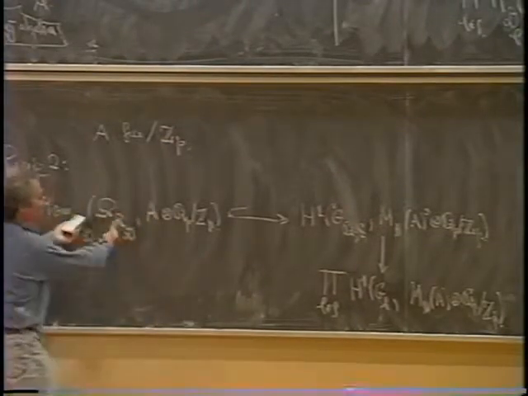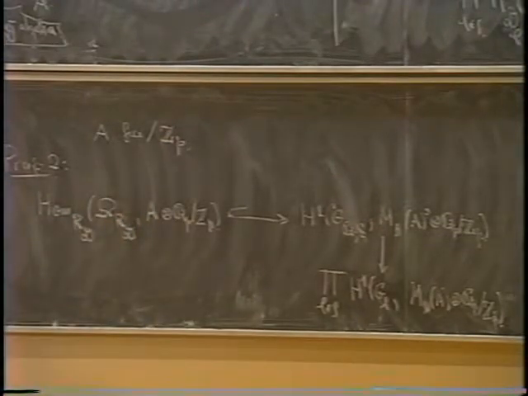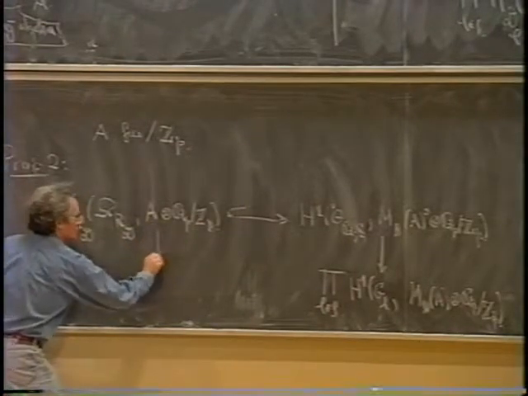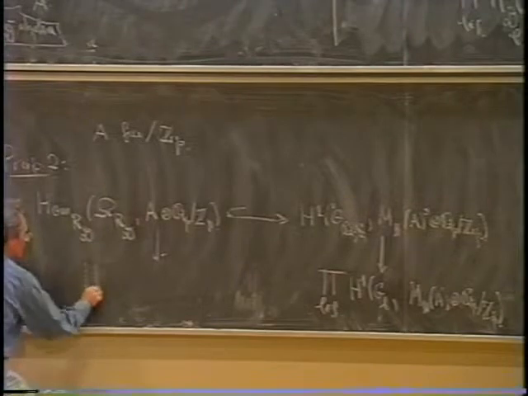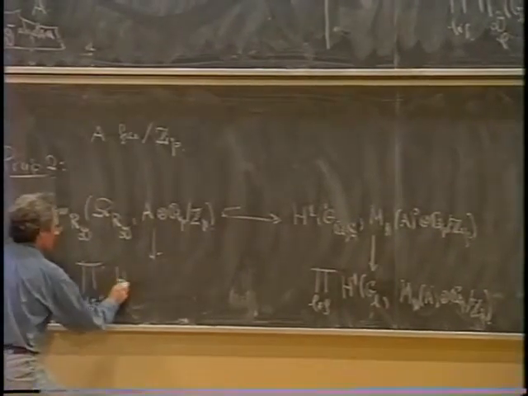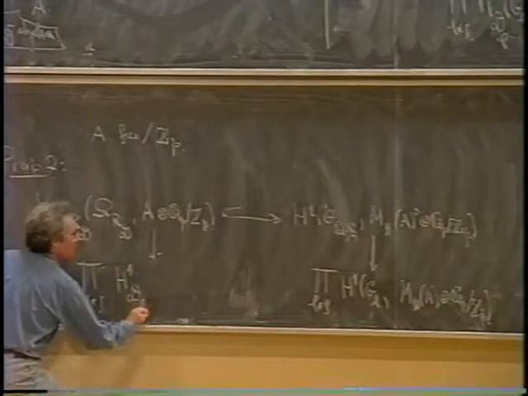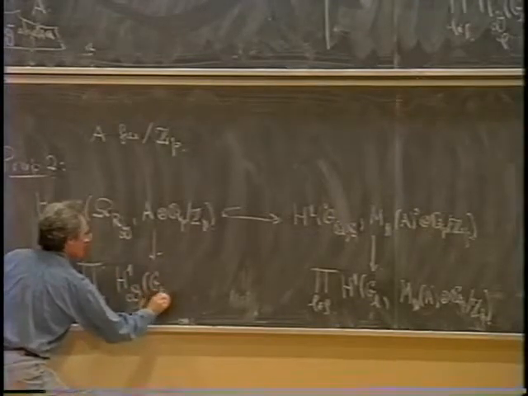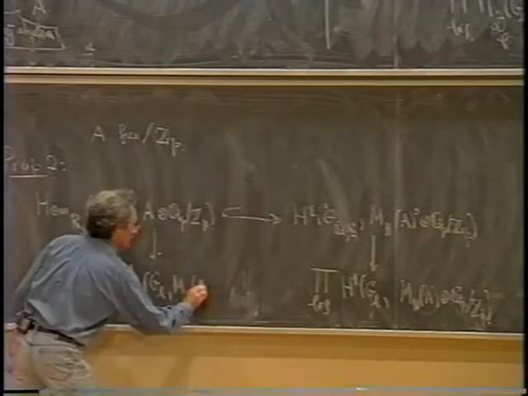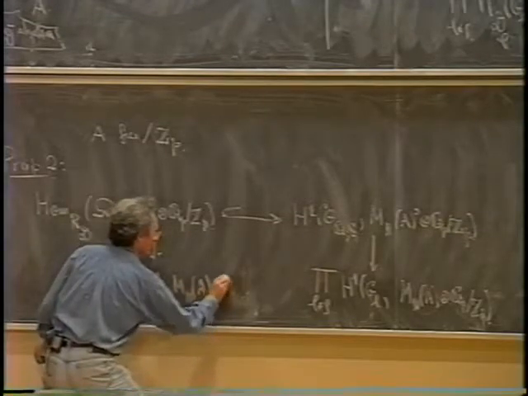And again, by virtue of the fact that it satisfies the local condition D_L at each L, it's contained in the subspace, which is the product over L in S of H^1_{D_L} of G_L, M_n of A tensor Q_p/Z_p.